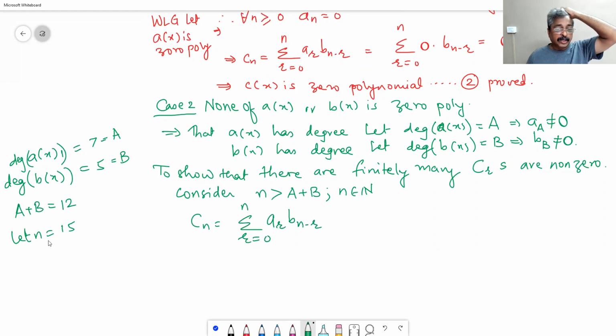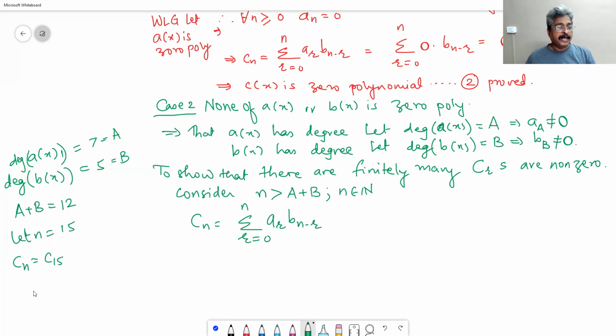So what we are going to show now is that if I find out C15, then C15 is bound to be 0.